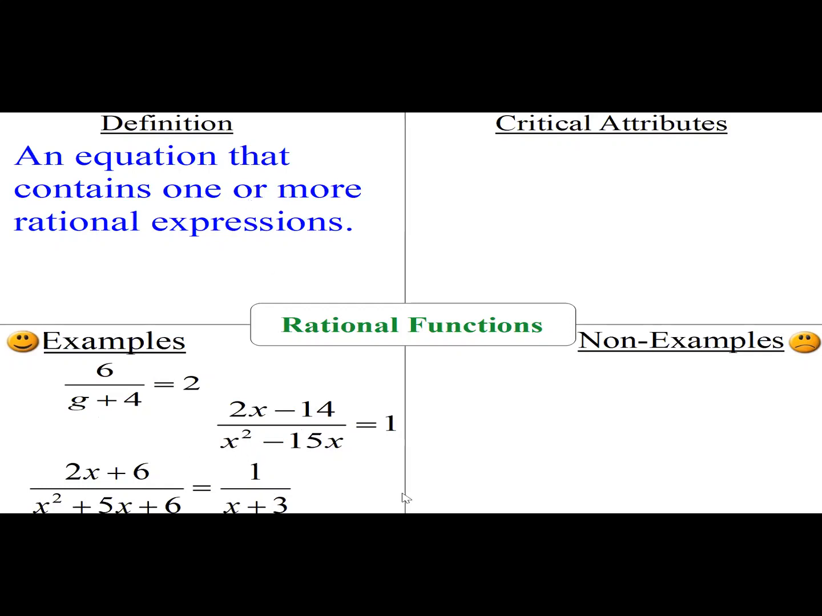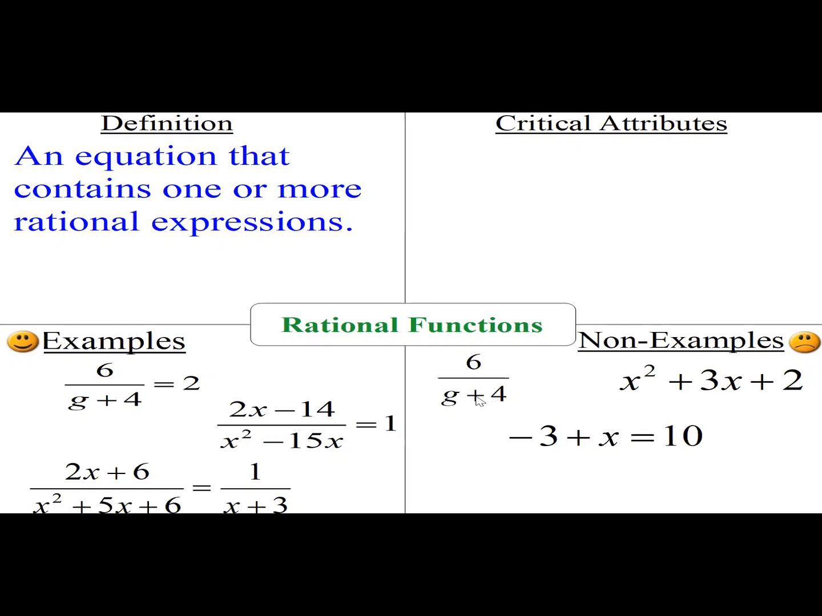Okay. So now that we know what they are according to the definition, let me show you non-examples. Copy these. 6 over g plus 4, x squared plus 3x plus 2, and negative 3 plus x equals 10. So as you're copying those, start thinking, why are these not rational functions?